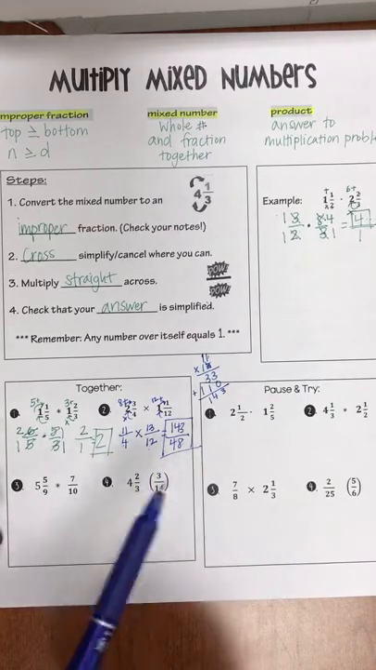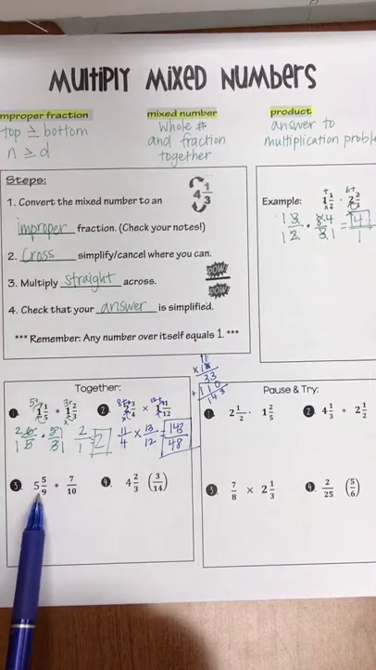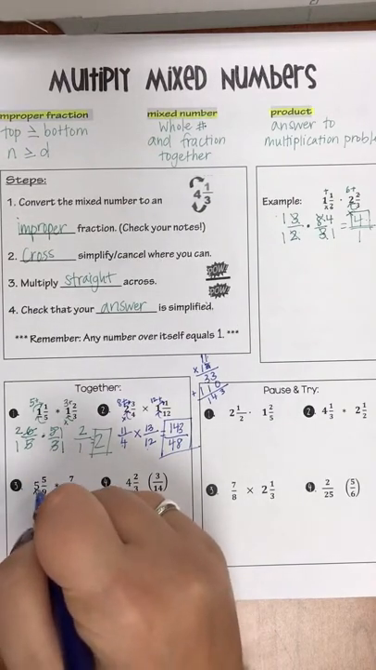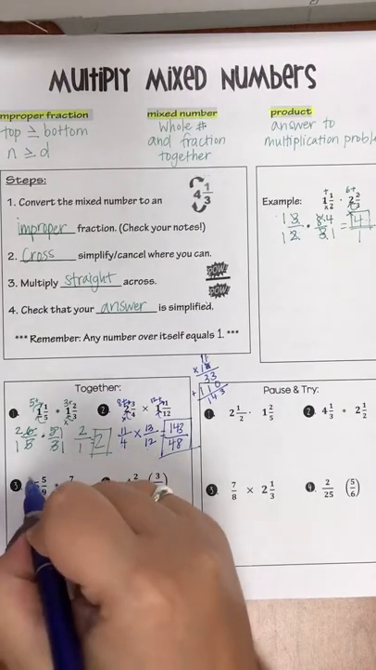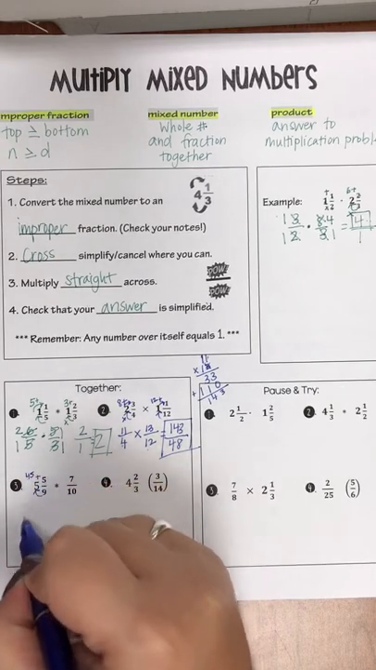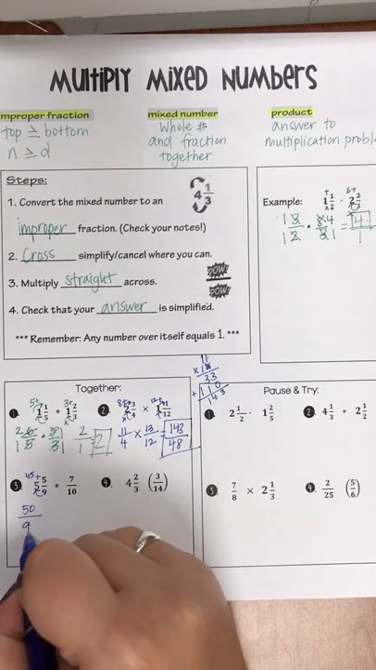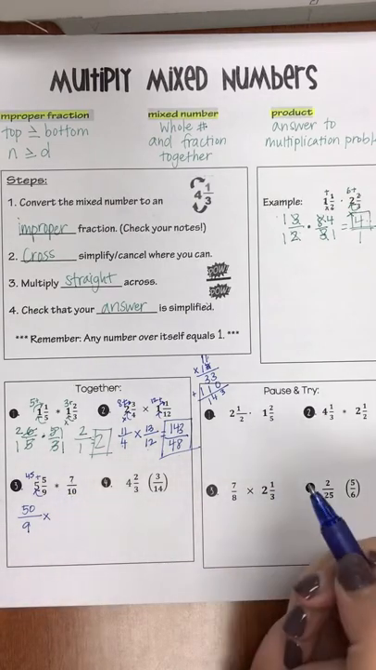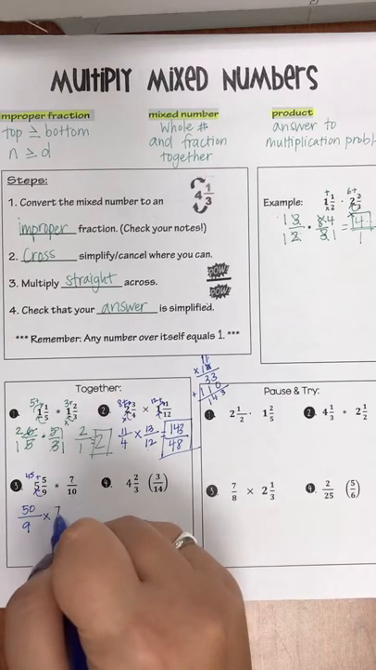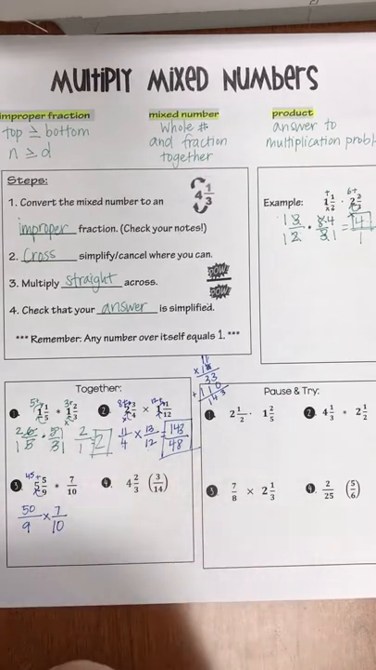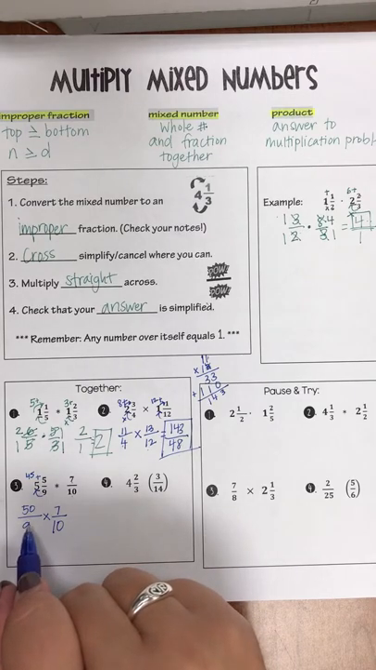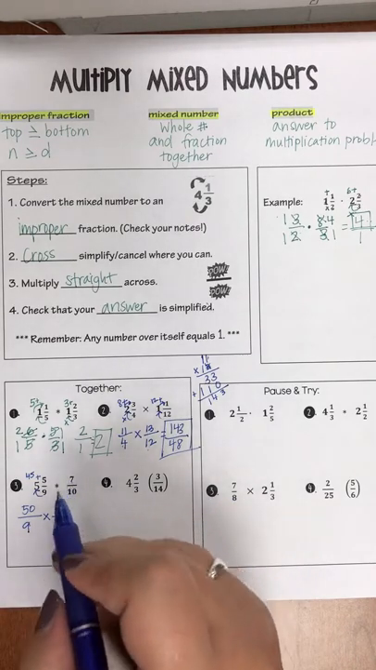All right, number 3 together. First step, convert it to an improper fraction. First step, multiply by our whole number. 9 times 5 is 45. 45 plus 5 is 50. So I have 50 over 9. And this is already in just a normal fraction, so we don't have to convert it to anything. We just multiply straight across. Except for, first we should simplify, and we can.